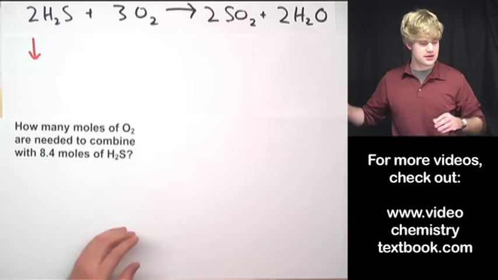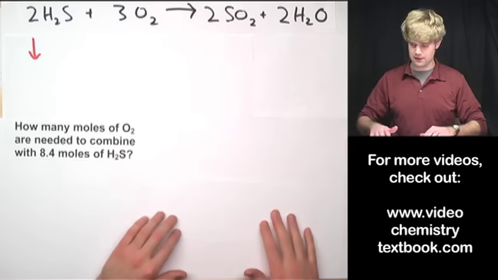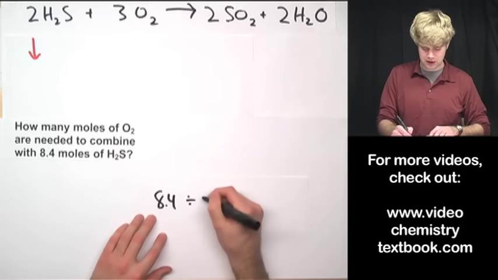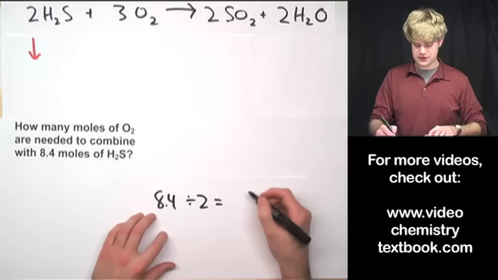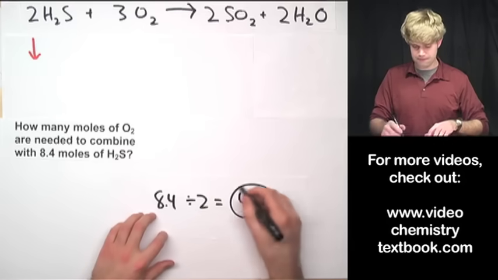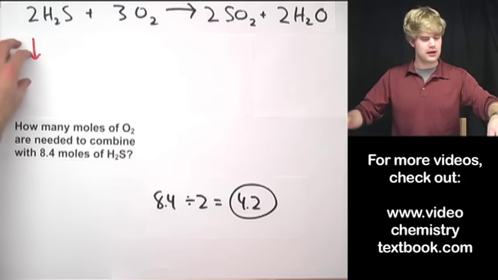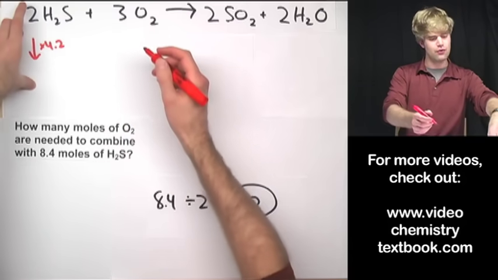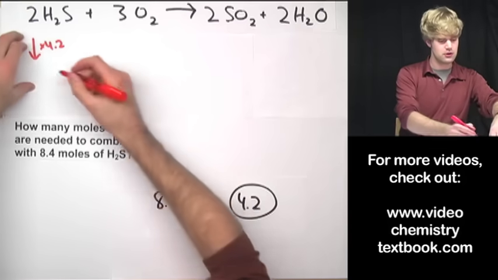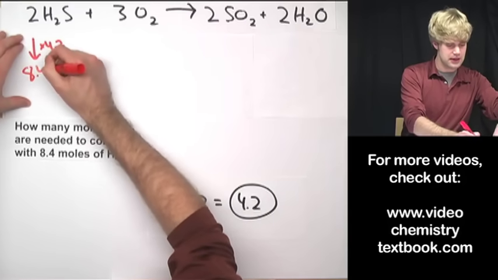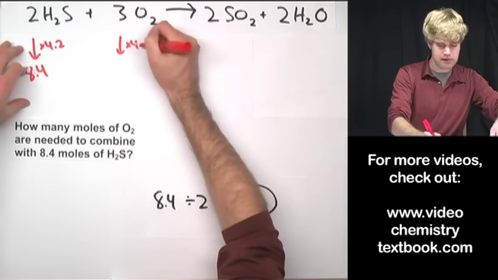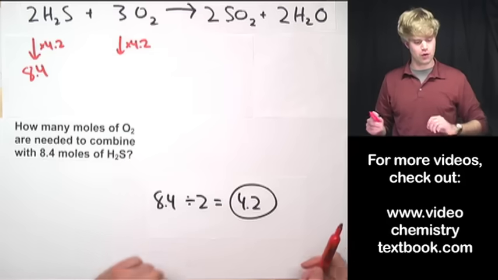How can we figure out what that is? Well, you might be able to do it in your head. Or you can do 8.4 divided by 2, and that's going to give us 4.2. So 4.2 is the number that we're going to have to multiply everything by so that we can move from 2 moles of this to a recipe that uses 8.4 moles of this.